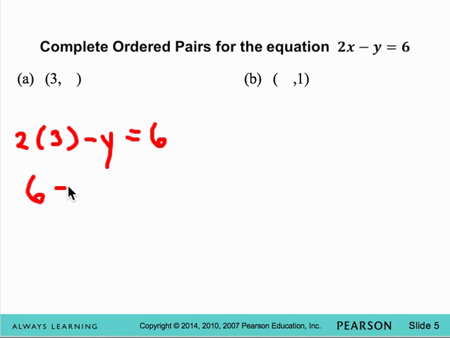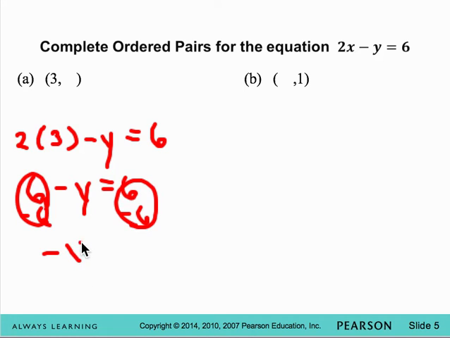So 6 minus y equals 6. Let's subtract 6 from both sides. So negative y equals 0. Divide by -1. So y equals 0.